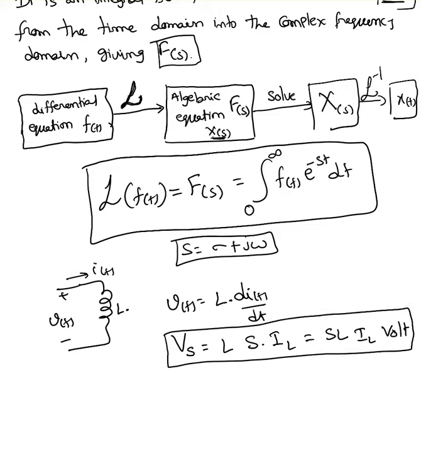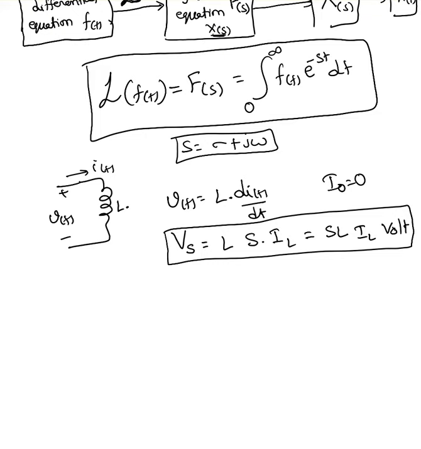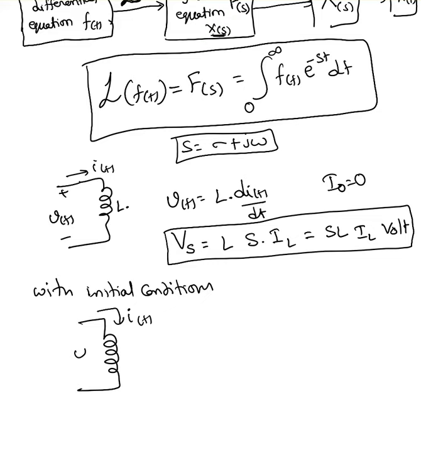Now here I'm taking initial condition 0. So what is initial condition? I'm assuming this inductor is empty, it's not at all energized. Now if you have some initial energy, then with initial conditions, this inductor has some initial energy stored in it. So with initial conditions, I'm going to take this as v of t plus or minus.